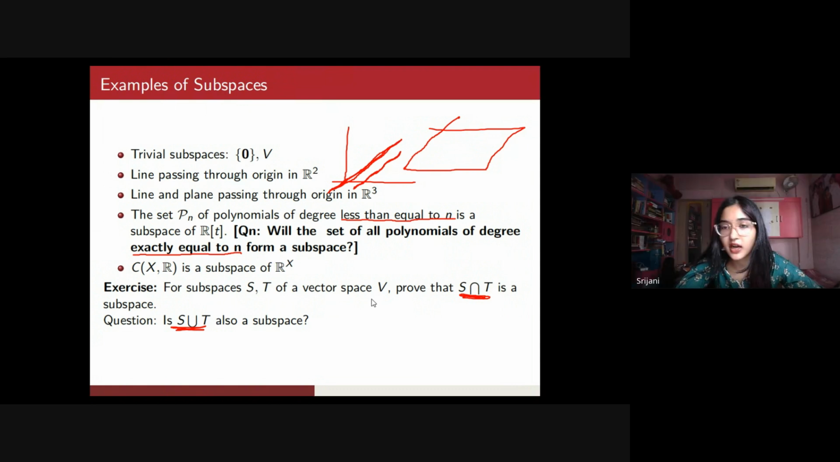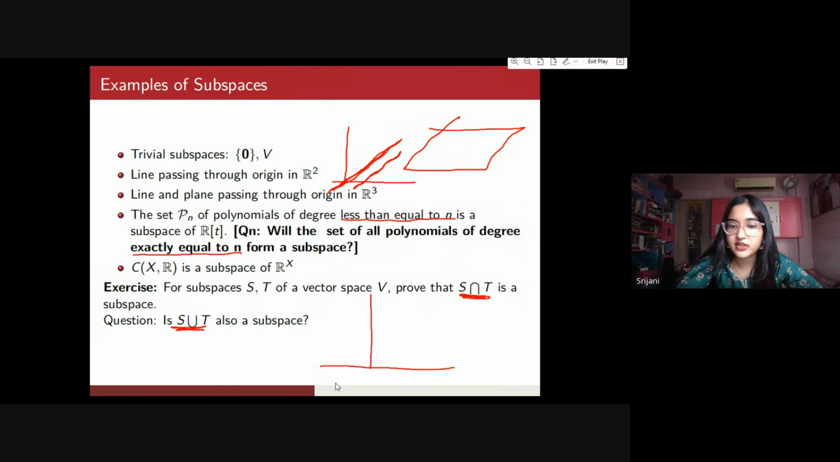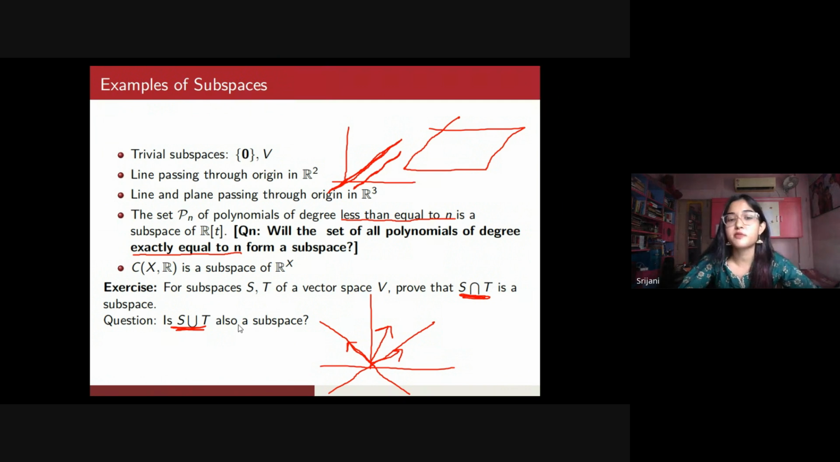Yeah, exactly. So in R2, we can see it very easily. You just take two lines passing through origin, S and T subspaces. Say one vector here, one vector here. What about their sum? It is here. No, it is not in the union. So it is not generally a subspace.